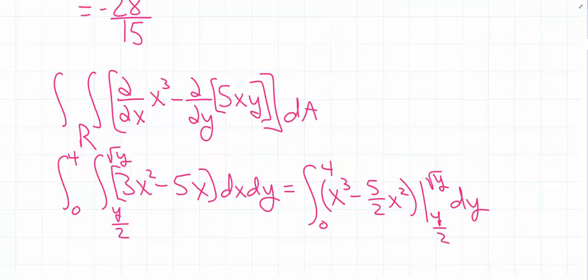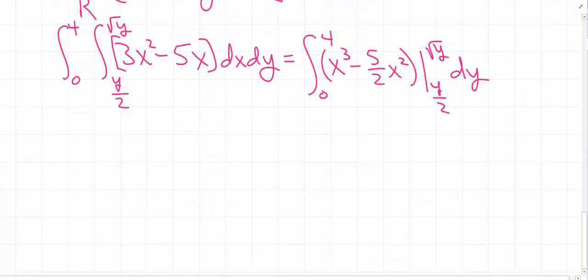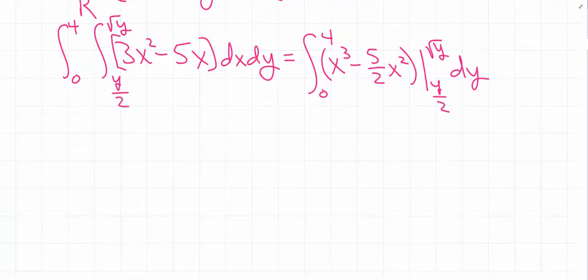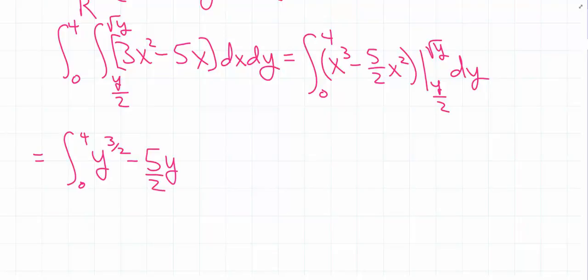Okay. So there's what I have so far. Now, let's go ahead and continue on. Okay, so that's going to be 0 to 4. And I'm going to put in, of course, the square root of y. So this is going to be y to the 3 halves, right? Minus 5y. 5 halves y, isn't it?